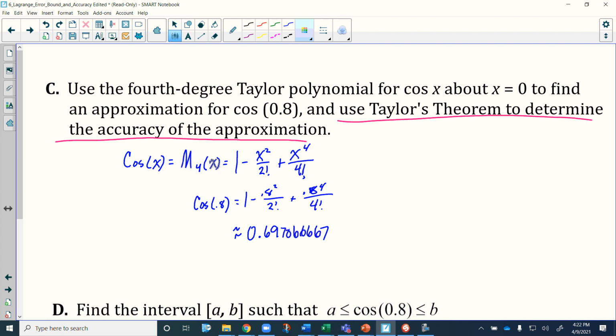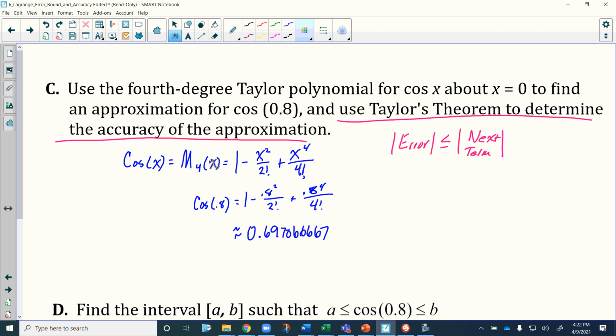In this case, the accuracy is the next term. The absolute value of the error, which is what we're looking for. We're looking for the error. That's how we determine how accurate we are. In this case, it has to be less than or equal to the absolute value of whatever the next term is.